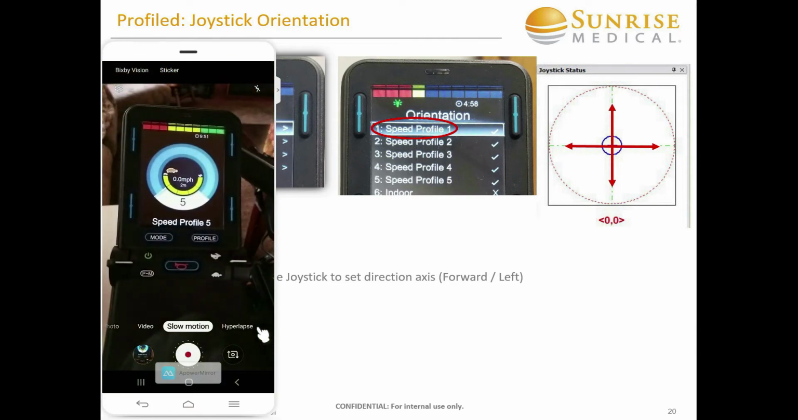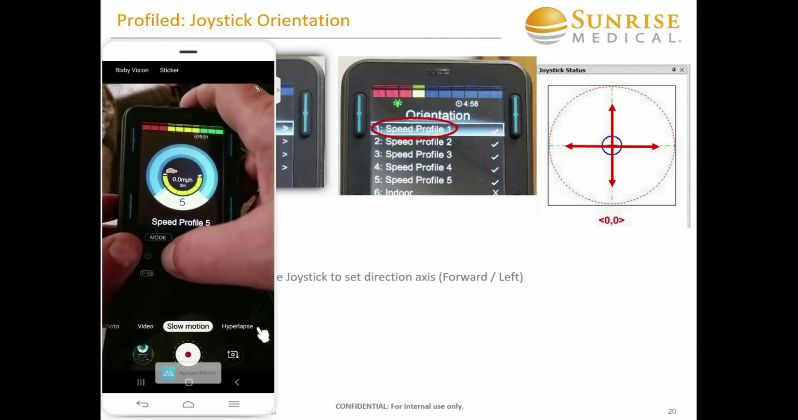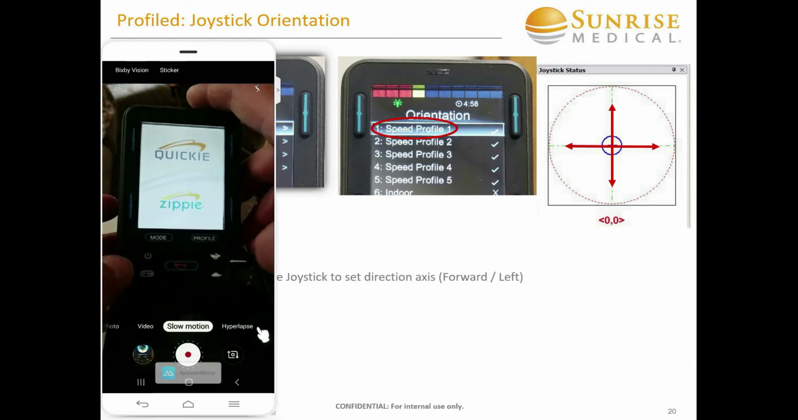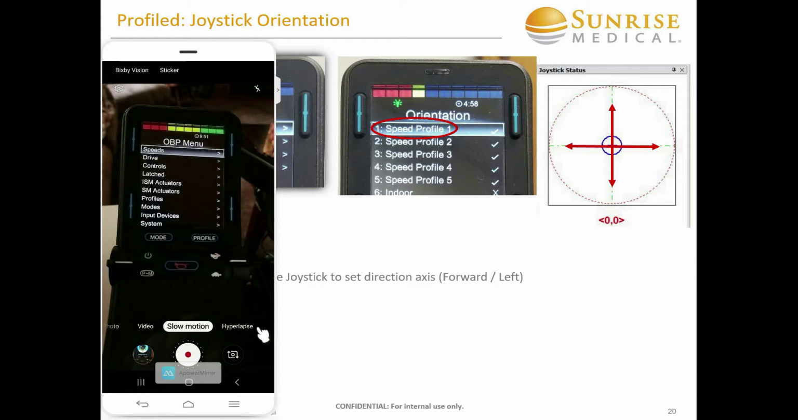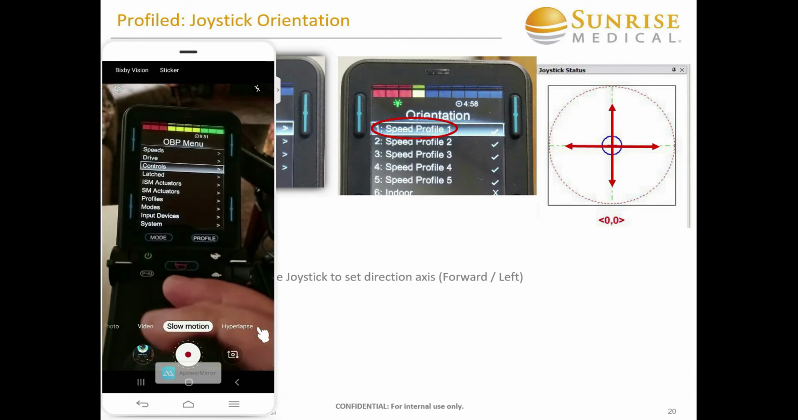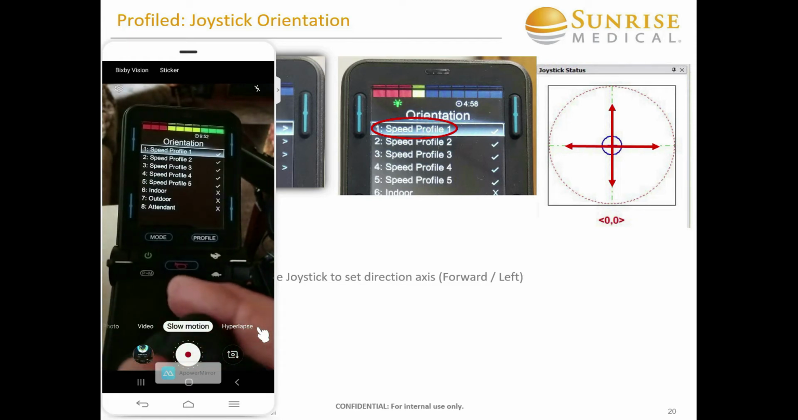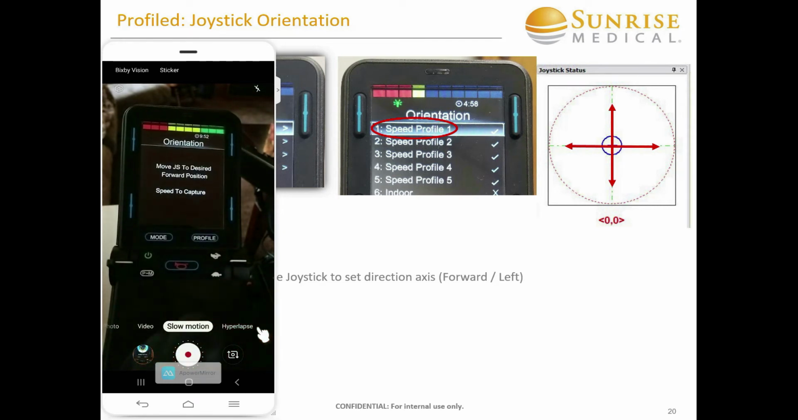All right, so again, we're going to go into onboard programming. Okay, we're going to go into controls, joystick, and go to active orientation. Okay, we'll just start with profile 1. We're going to right click. Okay, so it's going to ask me to move the joystick in the desired forward position.